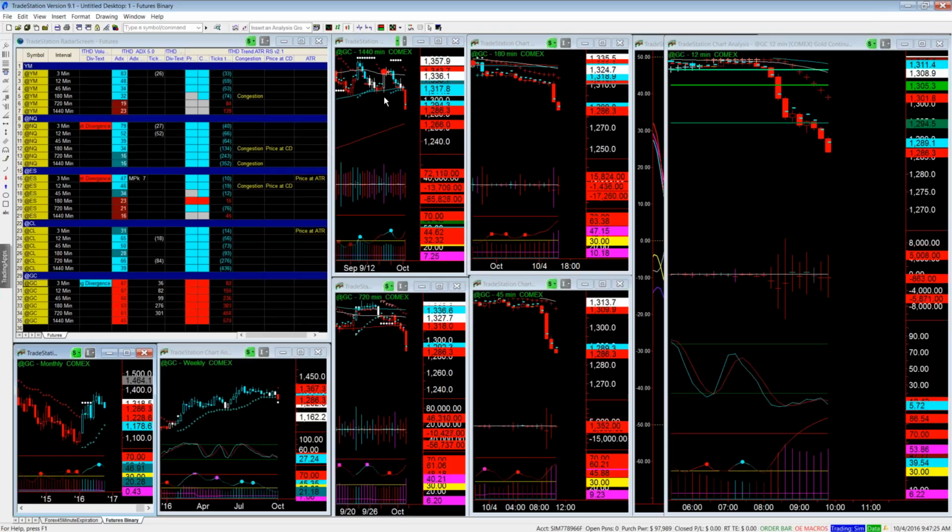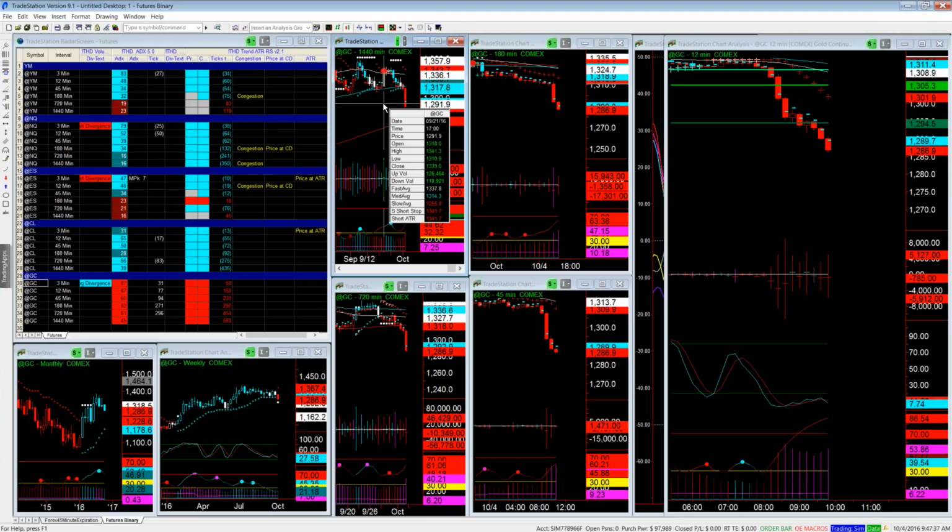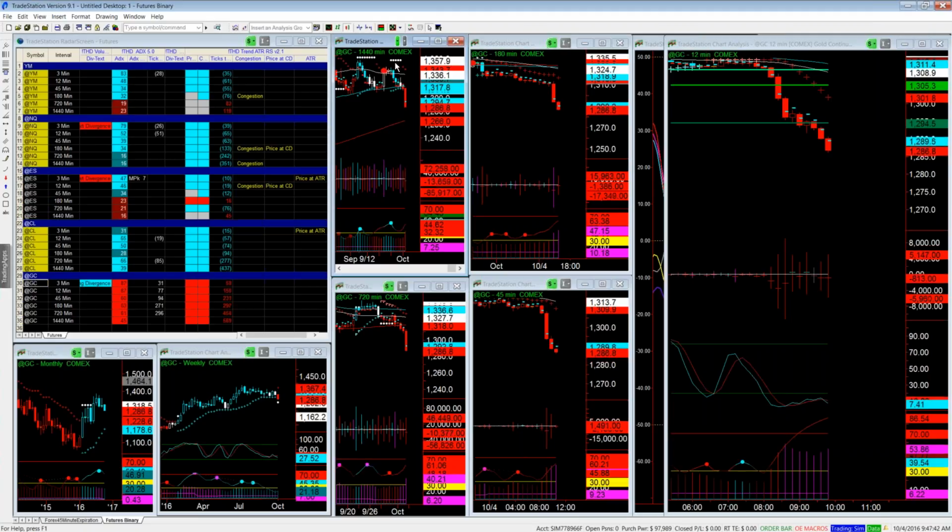See how you got the red dot up on the 1440 right here? That was a good indication that gold was coming down. The fact that these congestion dots were lower than these congestion dots, all of it indicating exactly the same thing, really.